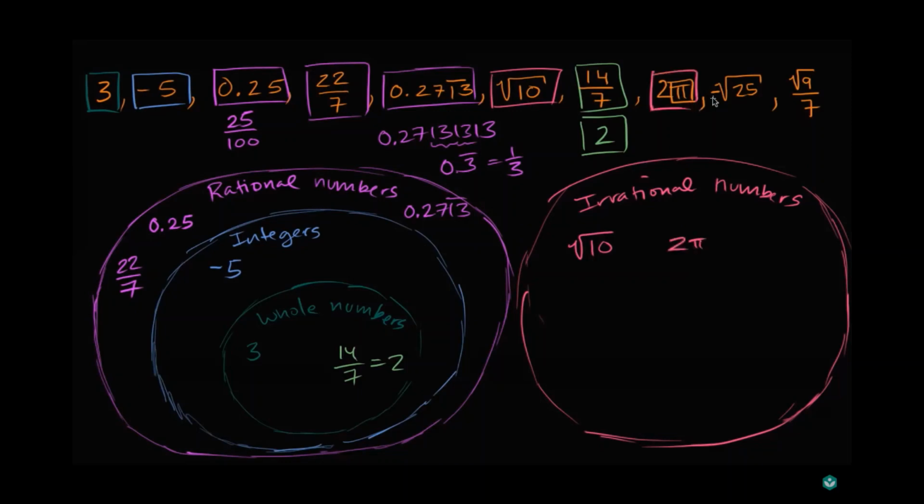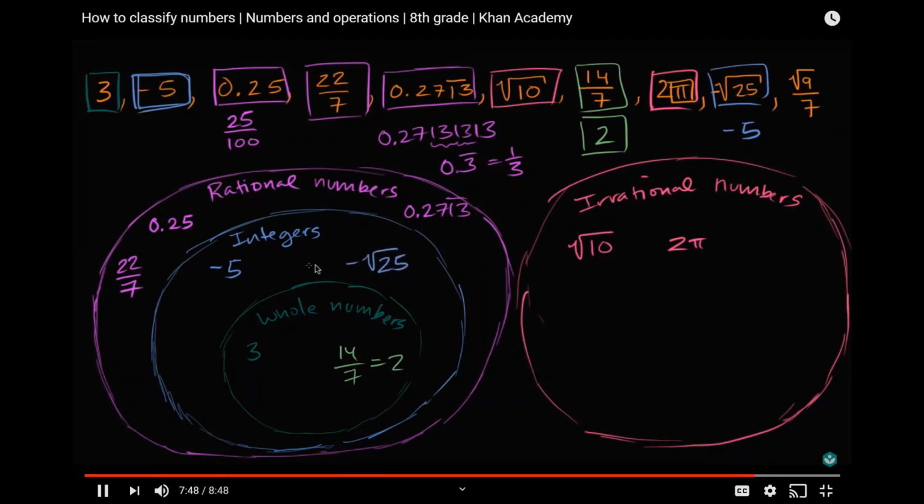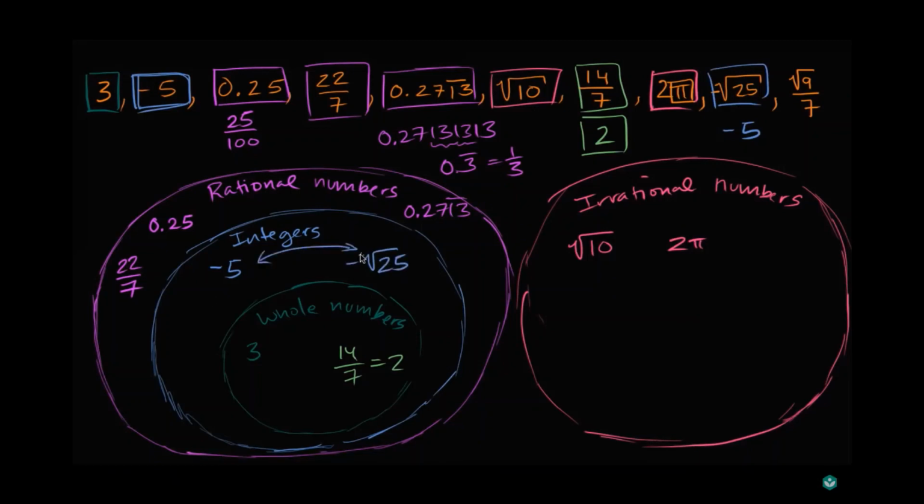Now what about the negative square root of 25? Well, 25 is a perfect square. The square root of that is just going to be 5. So this thing is going to be equivalent to -5. So this is just another representation of this right over here. So it is an integer. It's not a whole number because it's negative, but it's an integer. Negative square root of 25 and this are actually the same number, just different ways of representing them.